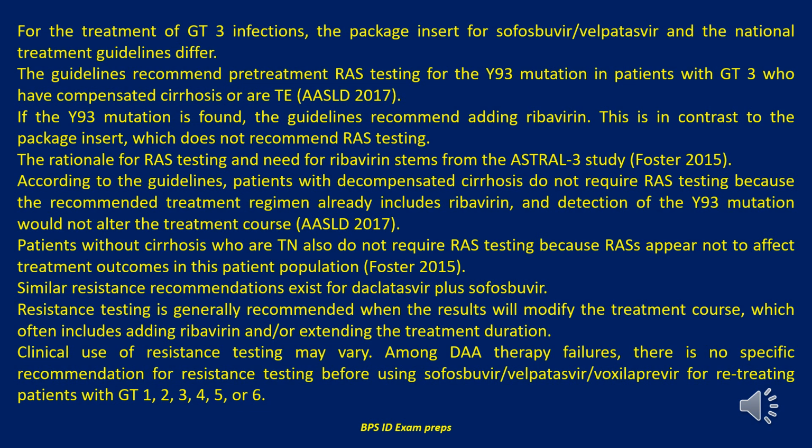If the Y93 mutation is found, the guidelines recommend adding ribavirin. This is in contrast to the package insert, which does not recommend RAS testing. The rationale for RAS testing and need for ribavirin stems from the ASTRAL-3 study, according to Foster 2015. According to the guidelines, patients with decompensated cirrhosis do not require RAS testing because the recommended treatment regimen already includes ribavirin, and detection of the Y93 mutation would not alter the treatment course, according to the AASLD 2017.